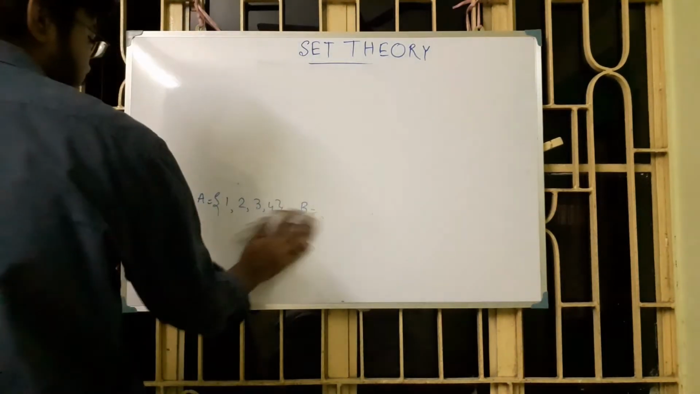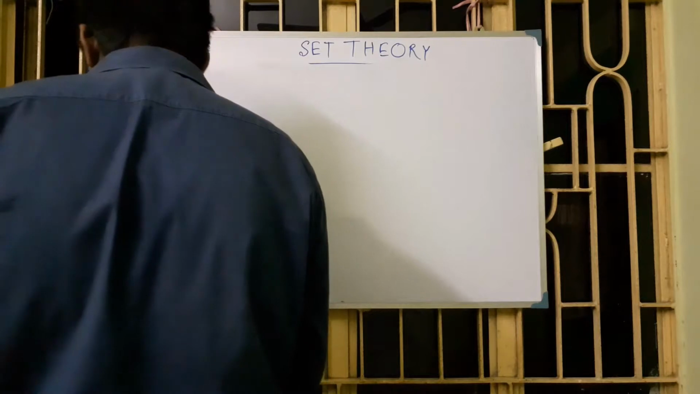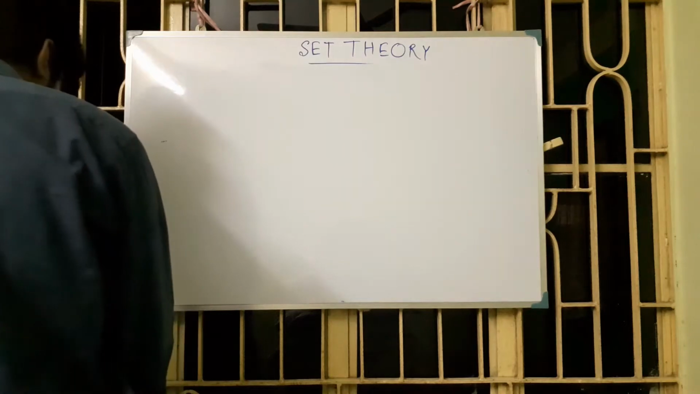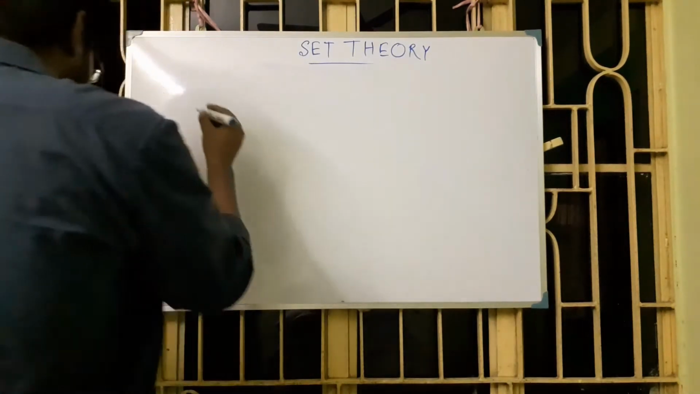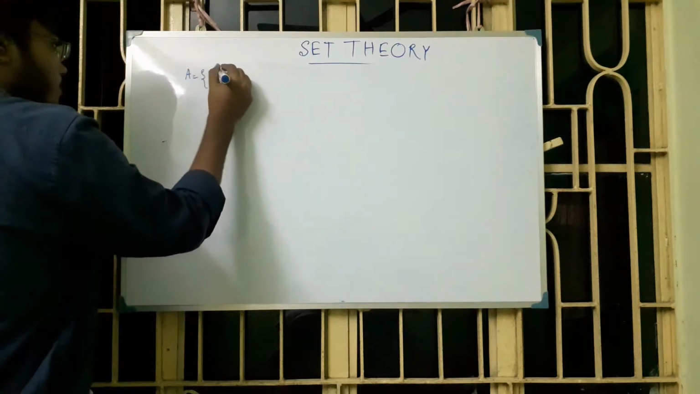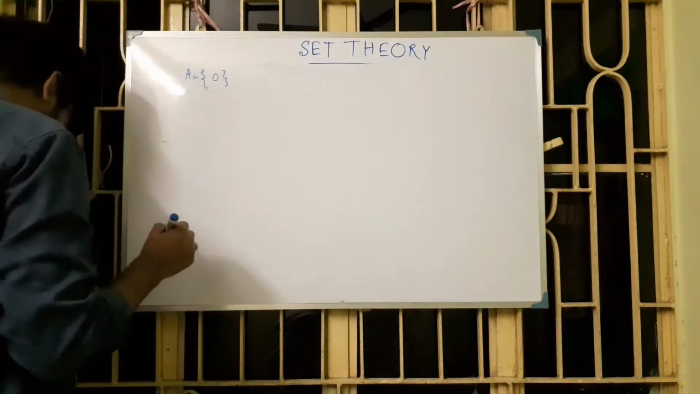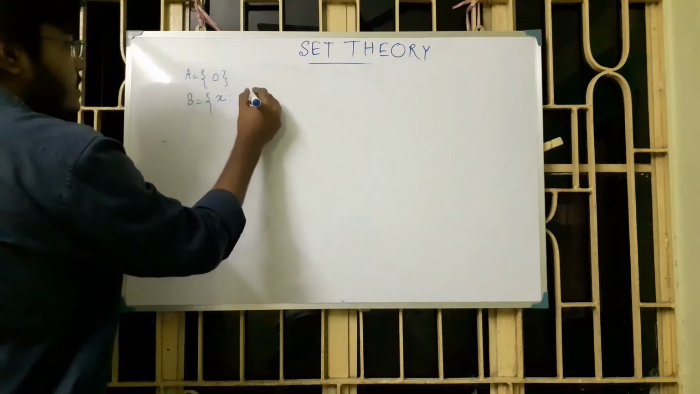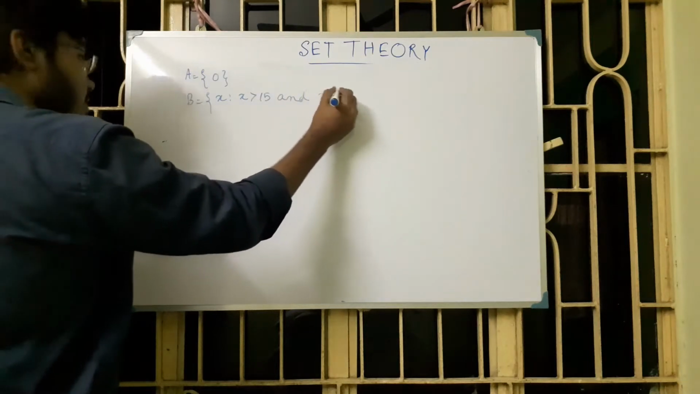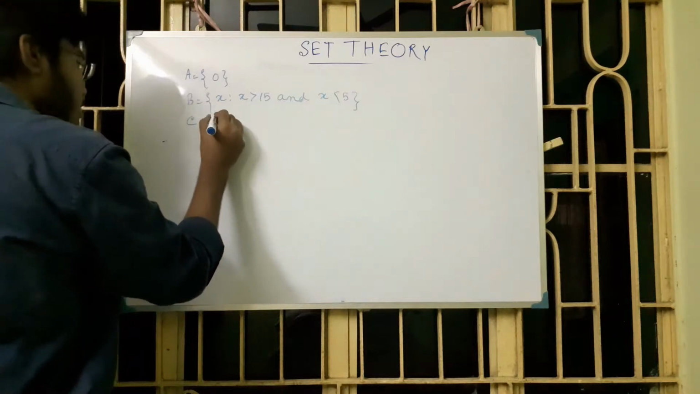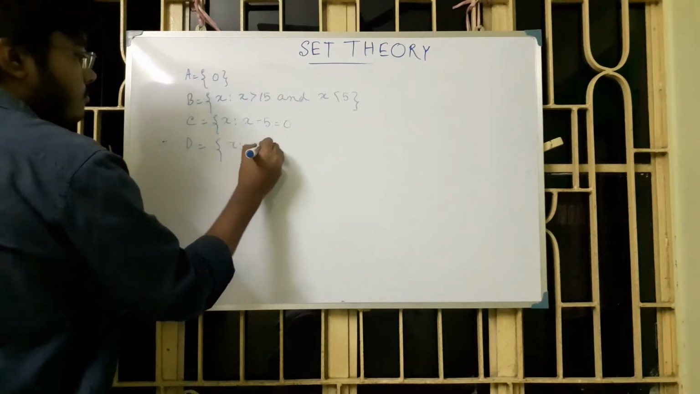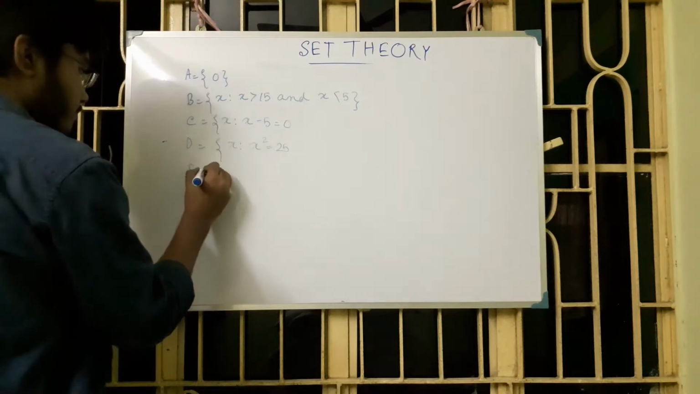Now let's think about some more deep concepts. A equals 0, B equals x is greater than 15 and x is less than 5, C equals x minus 5 equals 0, D equals x square equals 25. Another set E is defined.